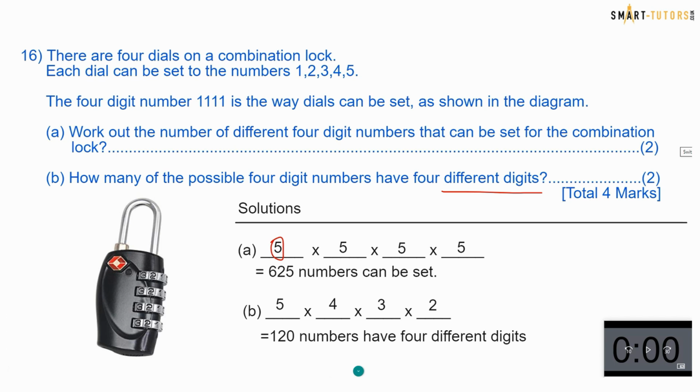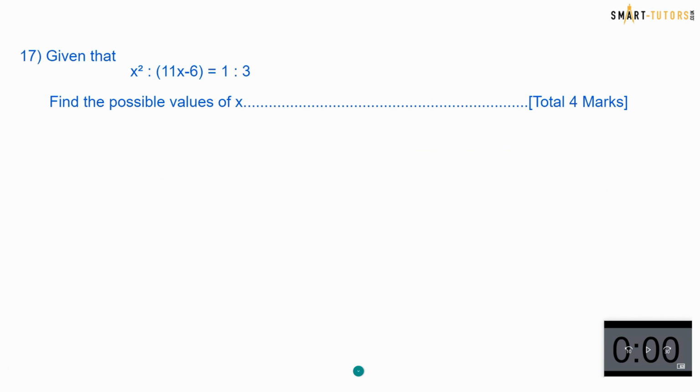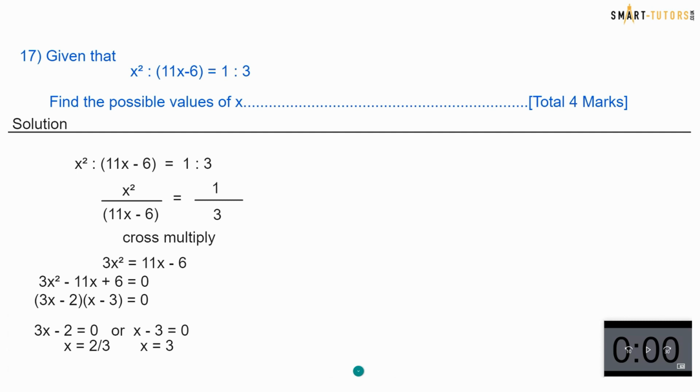Let's look at question number 17. Given that x squared is to 11x minus 6 equal 1 is to 3, find the possible values of x. It's a 4 marks question. The answer for the question is x can be 2 upon 3 or x can be 3. How to do this one is a ratio question. x squared is to 11x minus 6 means x squared over 11x minus 6 equals 1 over 3. Right? So if you do the cross multiplication, 3 times x squared is 3x squared.